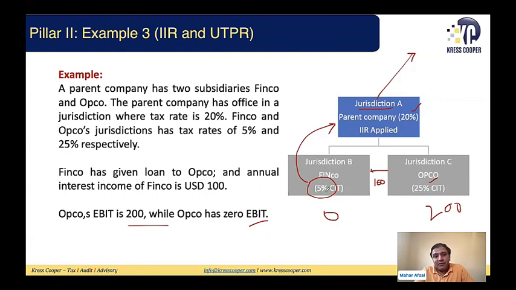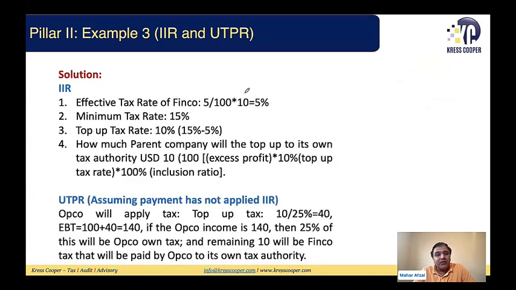Now, this company is paying 5% tax. So what does A need to do? A needs to apply IIR and collect. So first of all, we need to calculate the effective tax rate. What is the effective tax rate here? 5 divided by 100, 5%. Differential is 10%. So the effective tax rate is 5%, minimum tax is 15%, differential top-up tax is 10%.